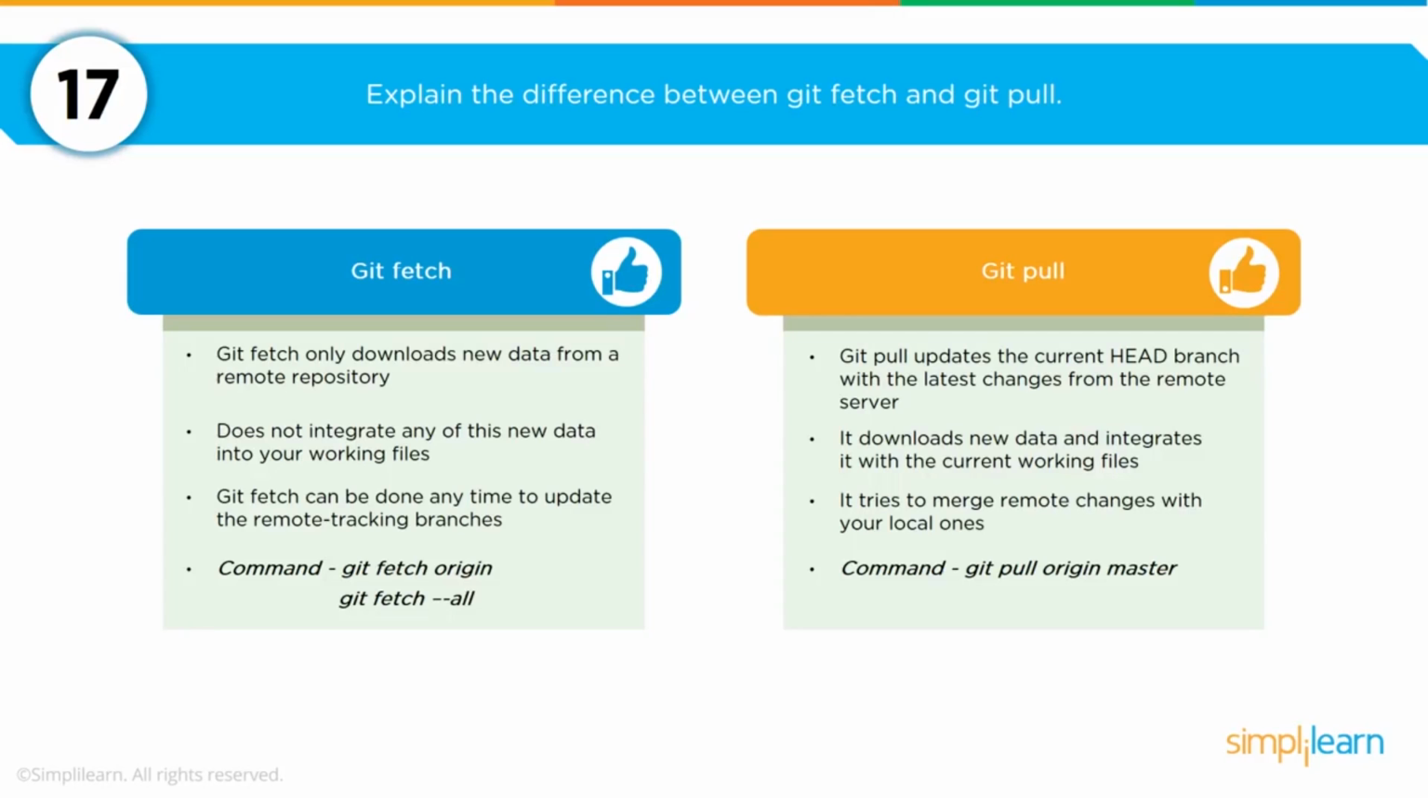In contrast, git pull updates the current head branch with the latest changes from the remote server. So you get all of the files downloaded. It downloads new data and integrates it with the current working files you have on your system, and it tries to merge remote changes with your local ones.